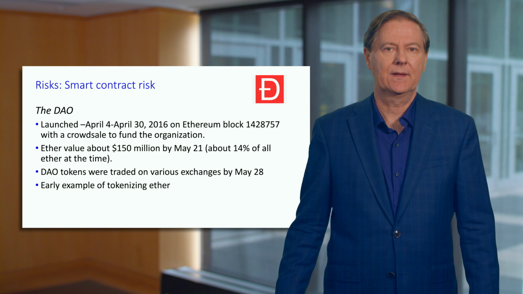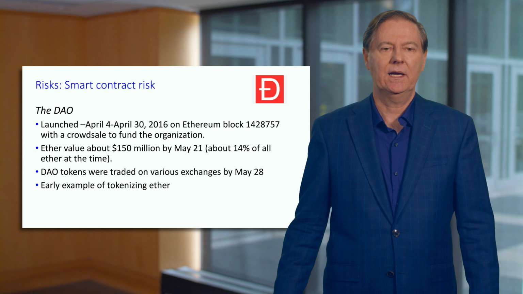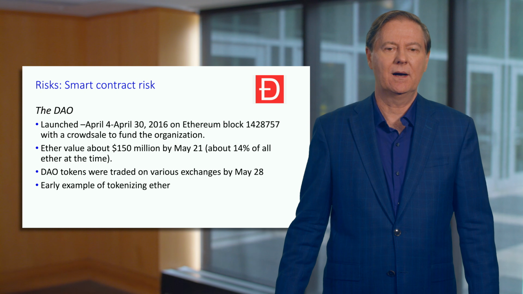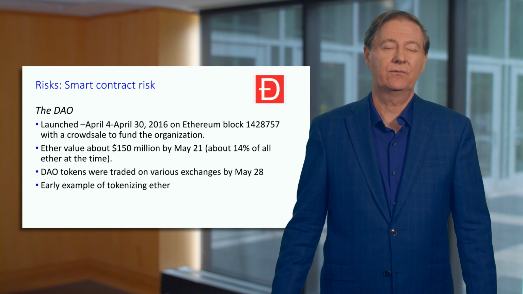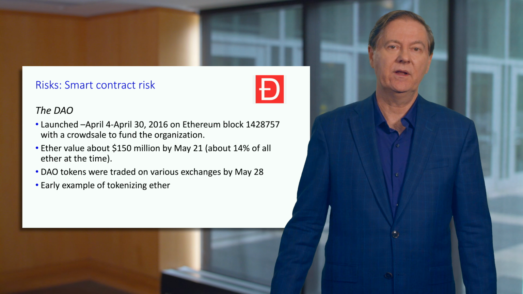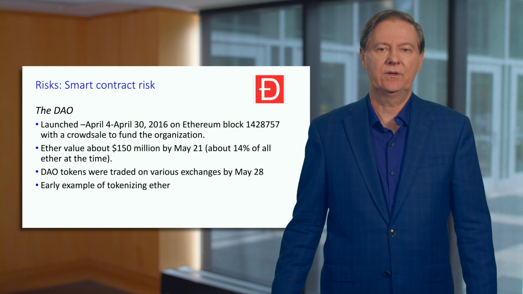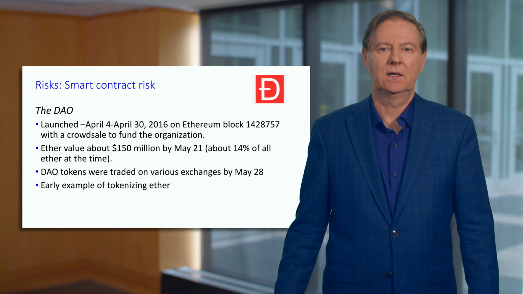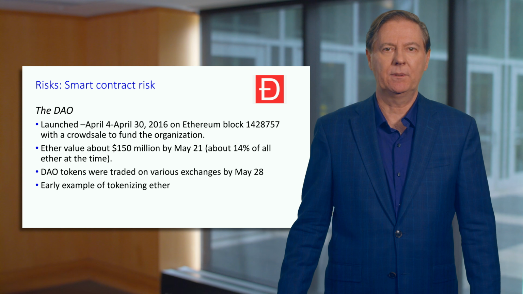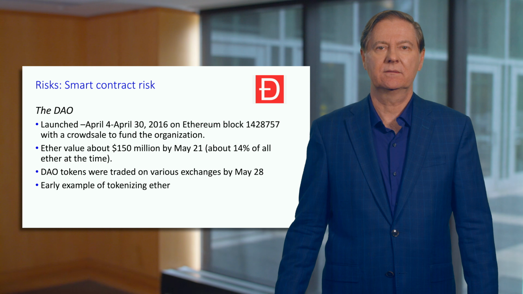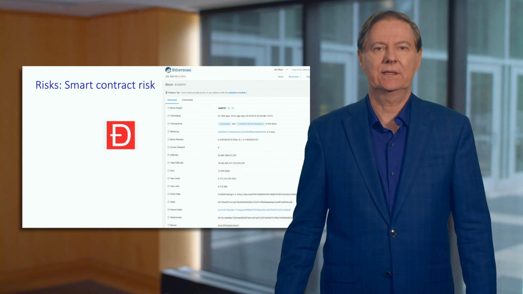You can go to Etherscan and go to the particular block, and you can see this. At the time, a huge amount of Ether was allocated to this particular contract. 14% of all of the Ether at the time was dumped into the DAO. And the DAO was actively traded on exchanges. This is an early example of tokenization, in 2016. So let's take a look.